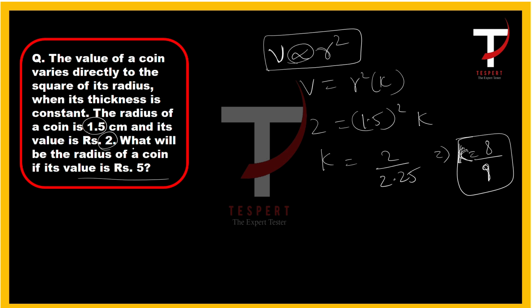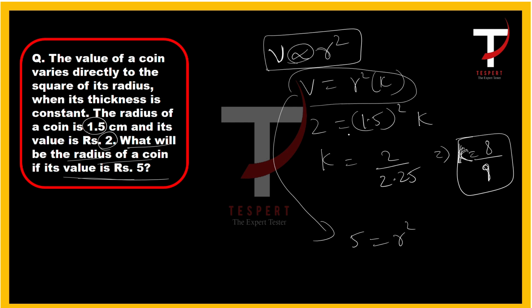Now take the second condition. What will be the radius of a coin if its value is rupees 5? So if we consider, as k is equal to 8 by 9, we will substitute here. As the value is 5 rupees, V will be 5 and radius is what we must find, so let it be r square, it remains the same, and value of k is 8 by 9. So r will be equal to 3 by 2 into root of 5 by 2.